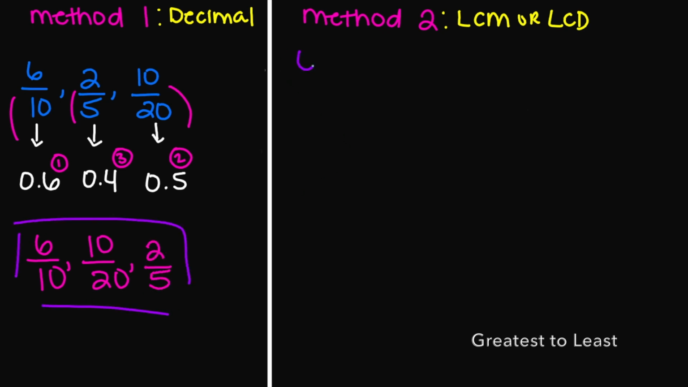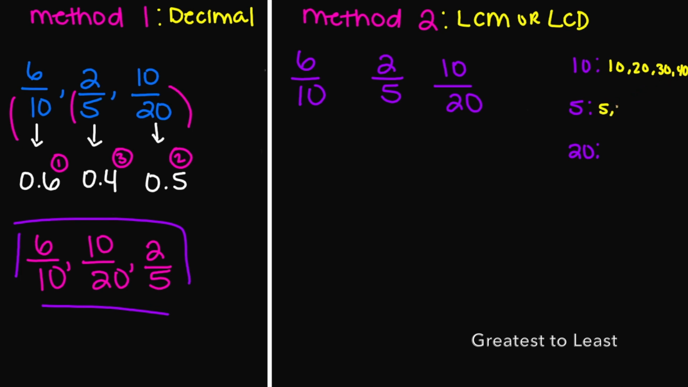Now let's look at method number 2. So the multiples of my 10, my 5, and my 20. So my 10, we have 10, 20, 30, 40, and I'll stop here for now. For my 5, we have 5, 10, 15, 20, and I'll stop here for now. And then for my 20, we have 20, 40, 60, 80, and I'll stop here for now.